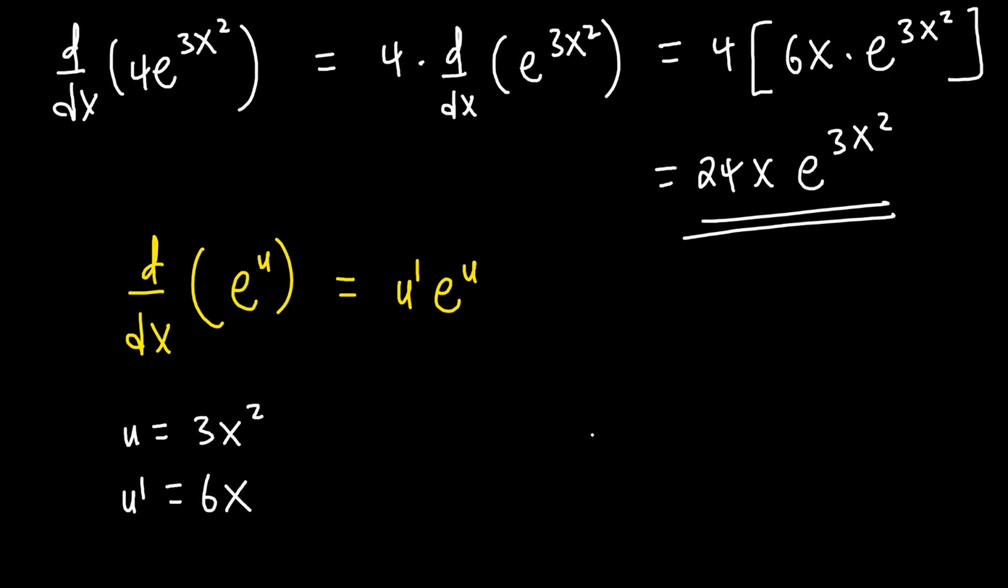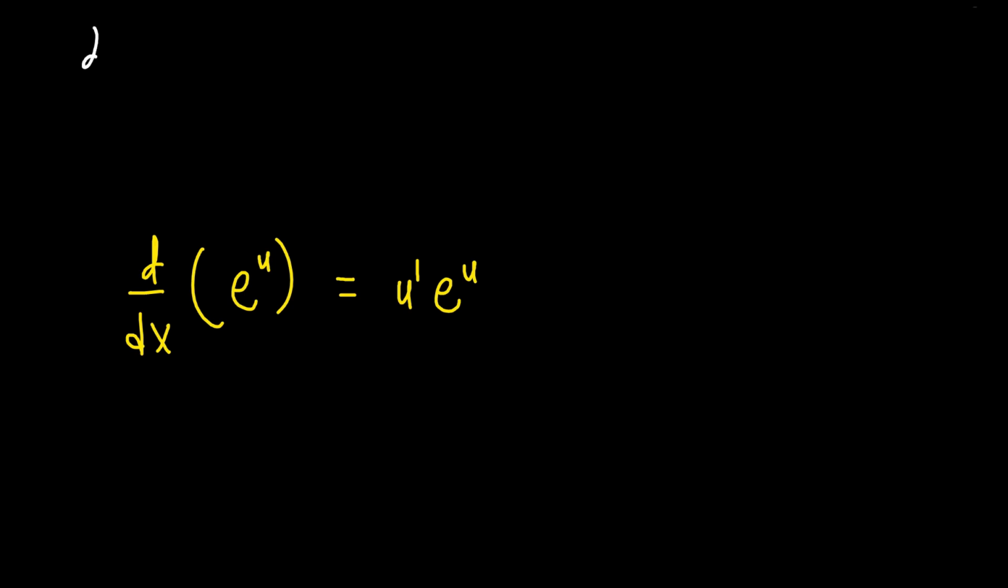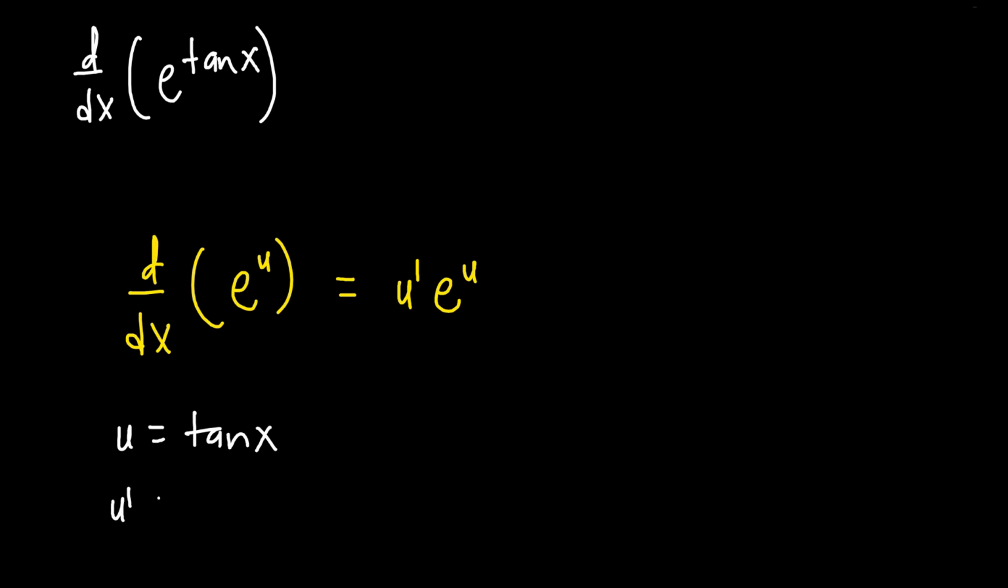And that's our answer. Now find the derivative of e raised to the power of tangent x. In this case, u will be equal to tangent x, and so u prime will be equal to, when you differentiate tangent x, you get secant squared x. So this will be equal to u prime, which is secant squared x, and then times e to the power of tangent x.